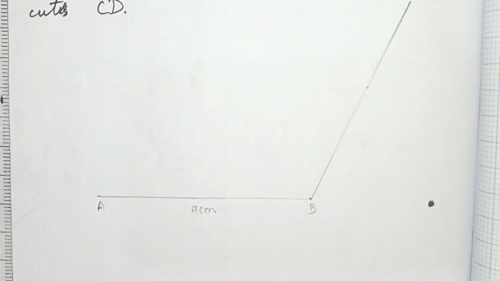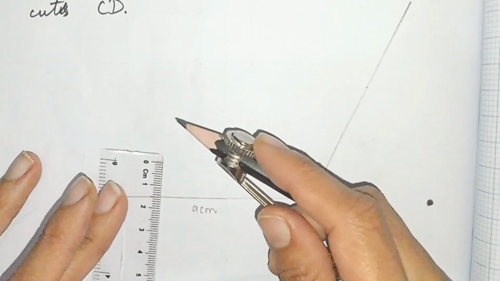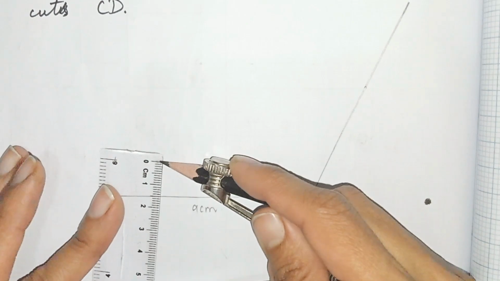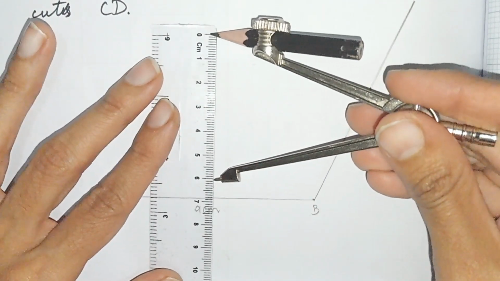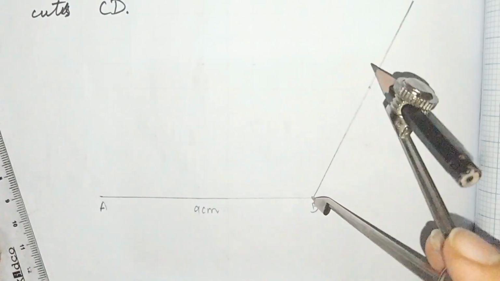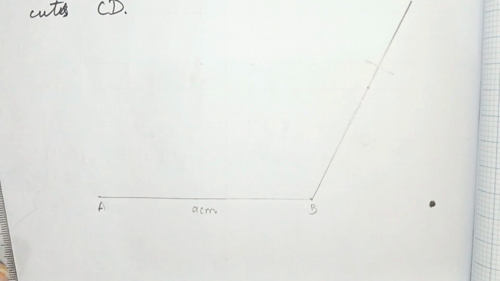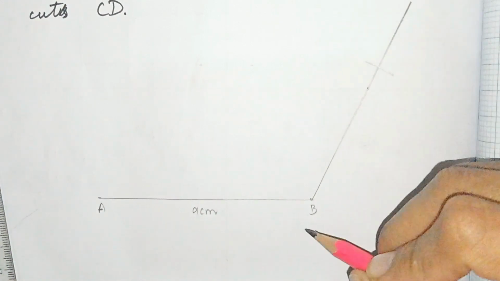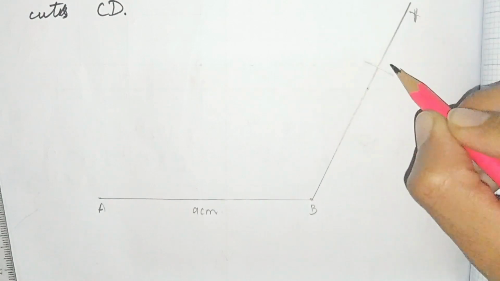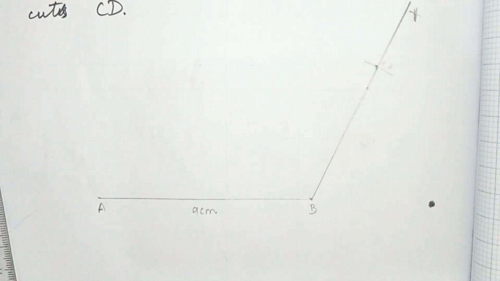Now students, open the compass 6 centimeter. You can see there, this is 6 centimeter. Taking B as center, mark that point. This is the BX line, and this point is C.